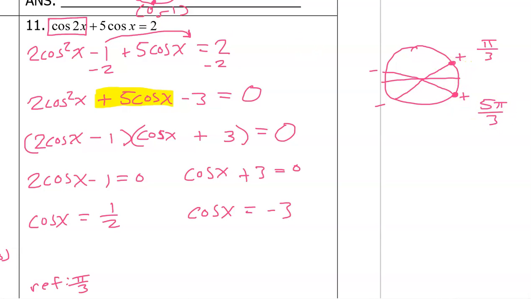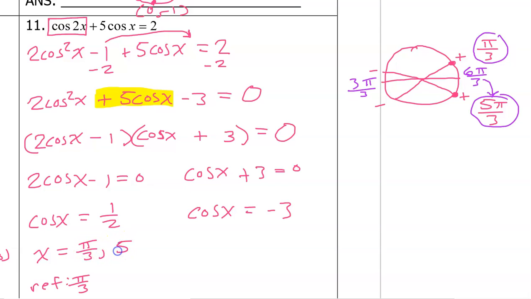In my mind just then, I was thinking that pi is the same thing as 3 pi over 3, and 2 pi over here is the same thing as 6 pi over 3. That helped me remember that this would be 5 pi over 3. So anyway, these are the two solutions, pi over 3 and 5 pi over 3. Okay, so we have x is equal to pi over 3 and 5 pi over 3.